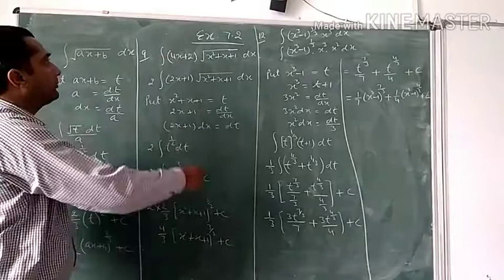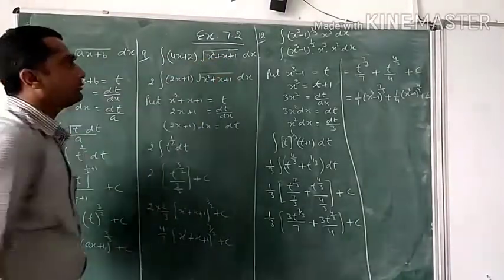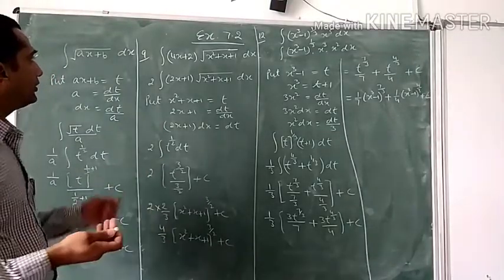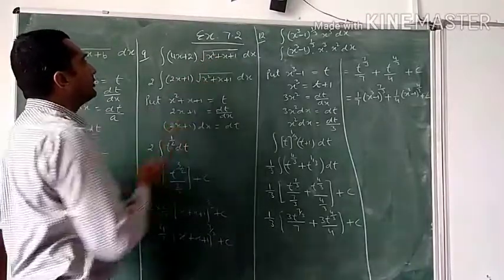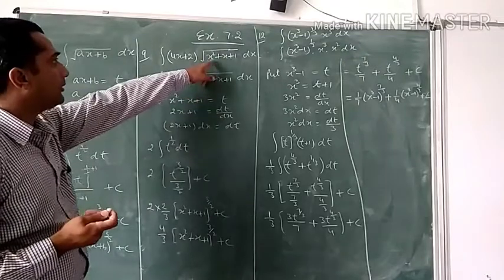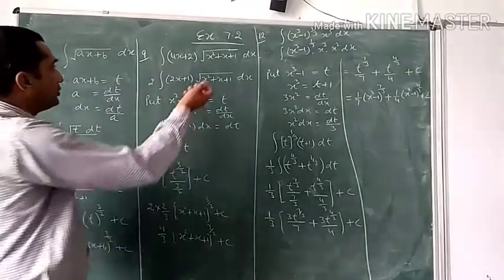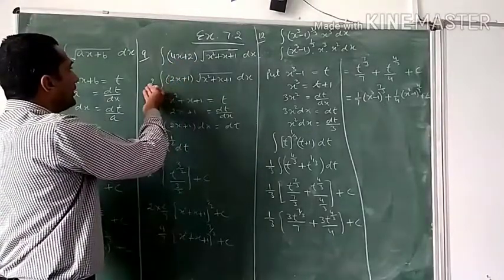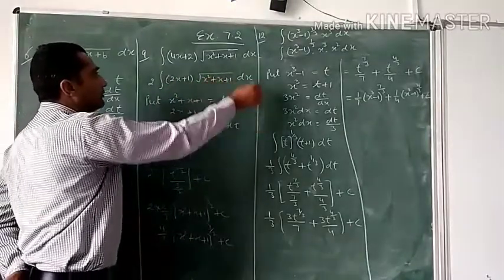Next, question number 9. Integrating 4x plus 2 into square root of x square plus x plus 1 dx. You observe that if we put x square plus x plus 1 is equal to t, then the derivative of x square plus x plus 1 is 2x plus 1. So take 2 common from 4x plus 2, and take outside 2 into 2x plus 1 and square root of x square plus x plus 1 dx.